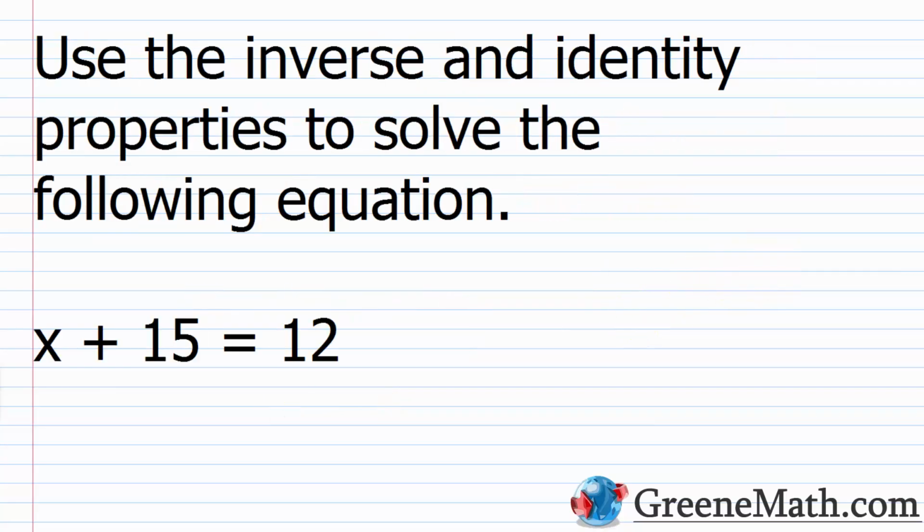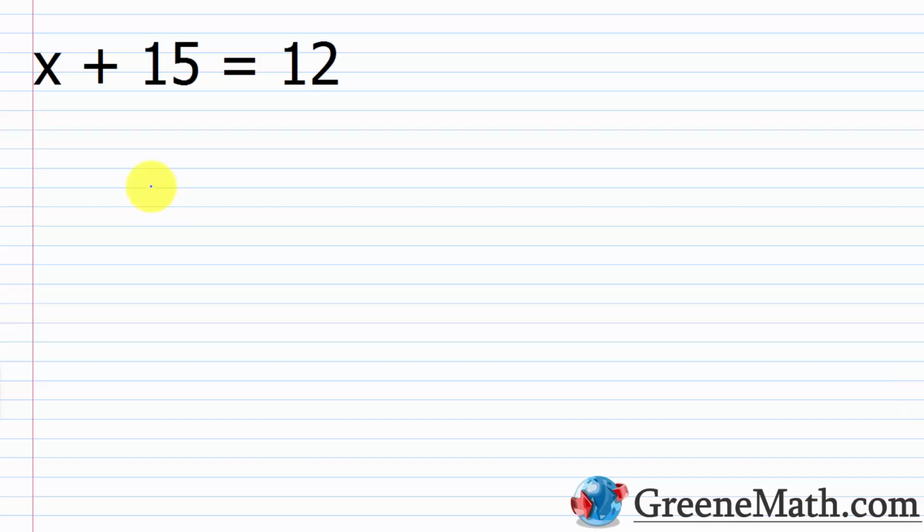All right, let's look at some examples. So we're going to use the inverse and identity properties to solve the following equation. So we have x plus 15 equals 12. So what can we do here? We have this 15 that is being added to x. What can I add to 15 to make it go away? What can I add to 15 to make it into a 0? Well, I can add the opposite of 15 or negative 15. Again, remember the additive inverse property.